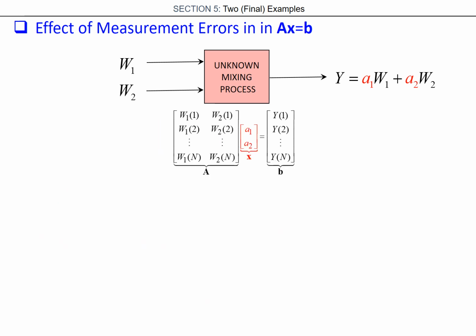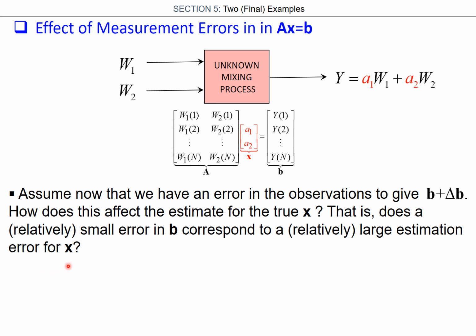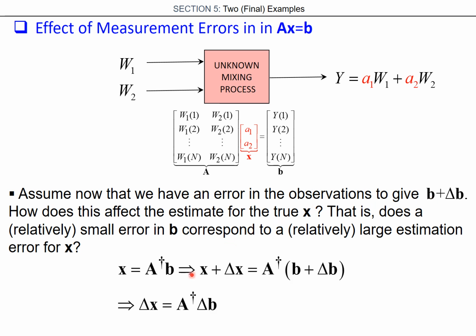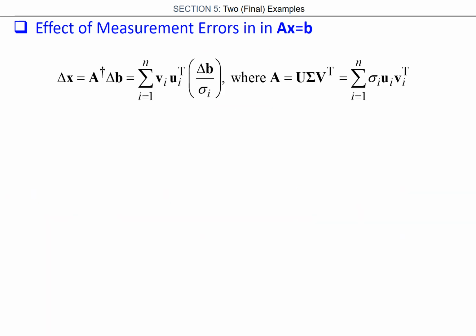Okay, so now we have the situation above, and we want to assume that there's going to be a delta b error in the observation vector b, and how is that going to affect the true x? So we can write the change b plus delta b here, and this gives you x plus delta x, and it's simple to show that delta x, the change in x, will be the pseudo-inverse times delta b, the change in b. Okay, so let's have a look at the equation above.